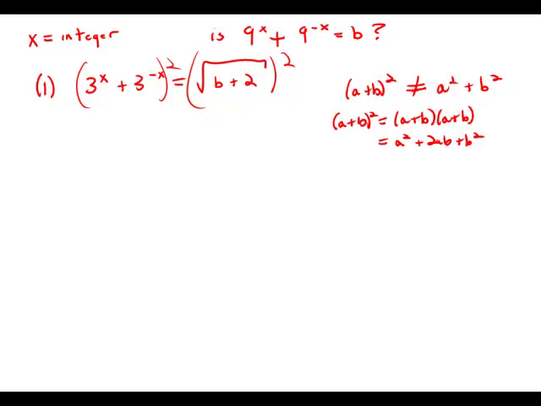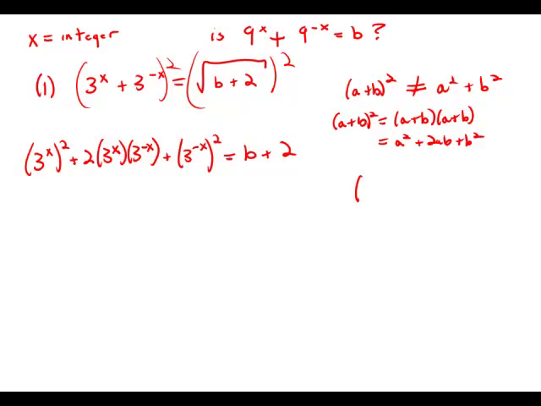So what we wind up with when we square this binomial is 3 to the x squared plus 2 times 3 to the x times 3 to the negative x plus 3 to the negative x squared. And on the right side, we just undo the radicals. So square root of b plus 2, squared, is simply b plus 2. Well, on the left side, we still have a little more simplifying to do.